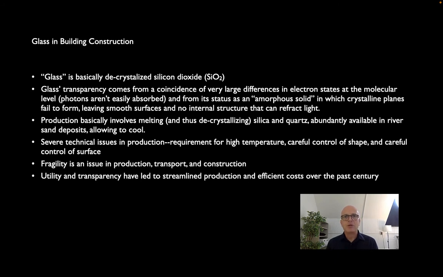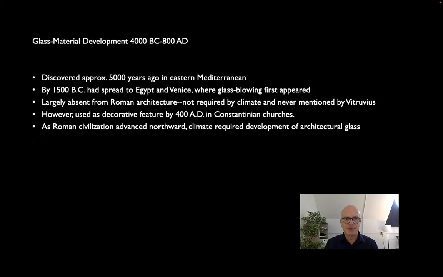But it is so useful, right? To have a solid material that is transparent is so useful to architects, builders, and users that over the course of human history, especially Western history, glass has been used despite all of these difficulties in manufacture and transport. Only in the last century has it become a material that is affordable for large-scale building use.